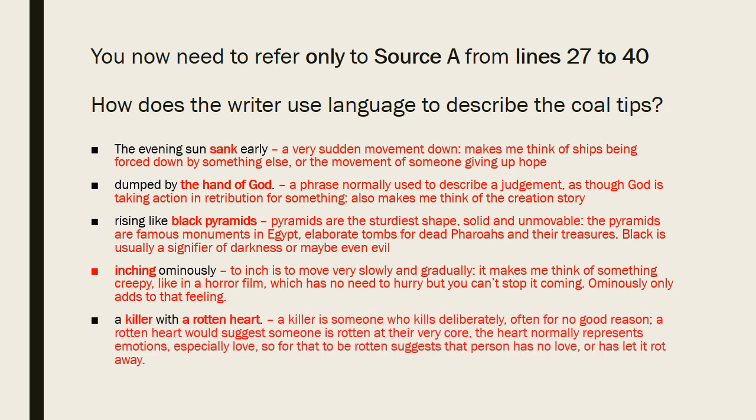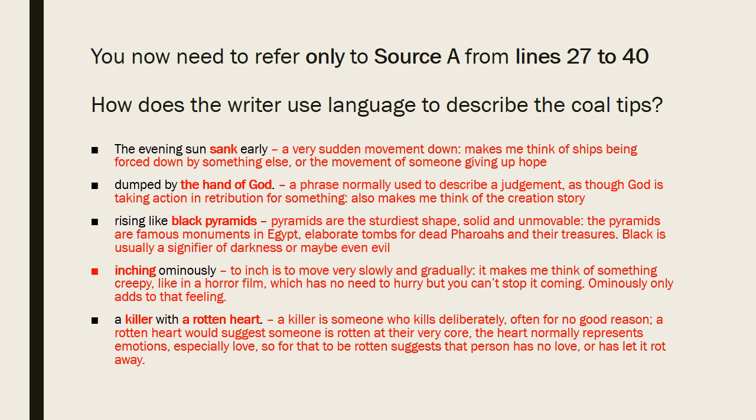And finally, I'm only going to deal with these 5 at the moment. A killer with a rotten heart. Right, so I'll take 2 phrases in here. First of all, the word killer. What is a killer? Well, a killer, I think we would define as someone who kills deliberately. Not just someone who kills, but kills deliberately. And often for no good reason.